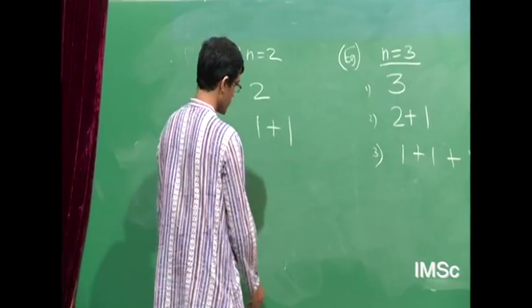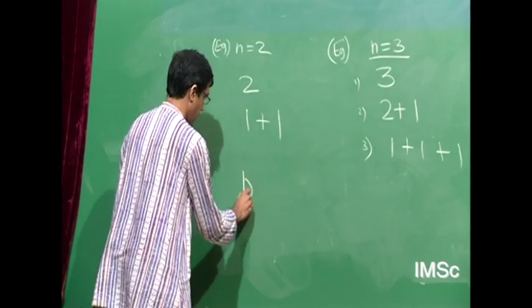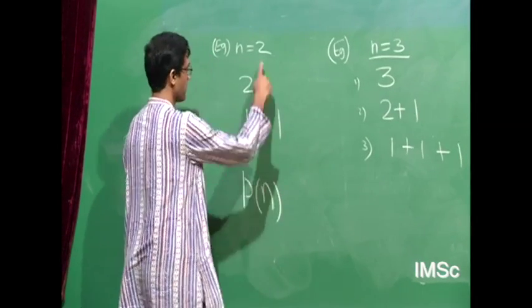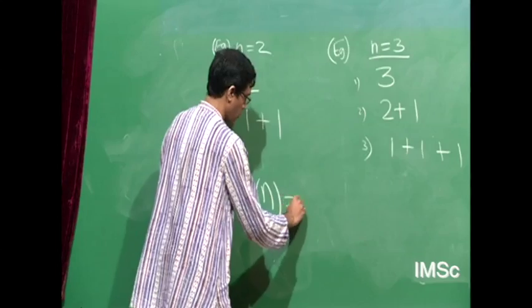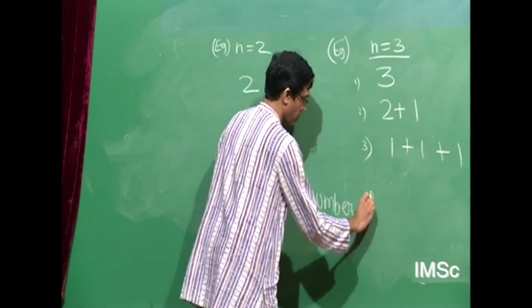To do this, we will introduce a function. Let's call it P of n. So n is this number we start with. P of n will denote the total number of partitions of n.